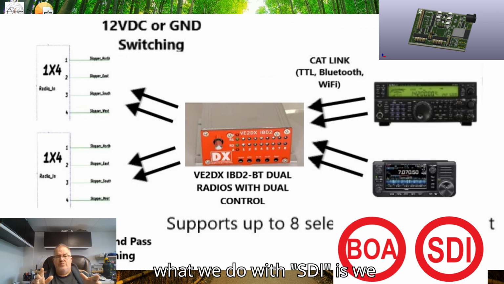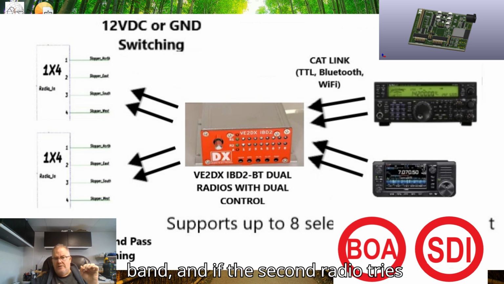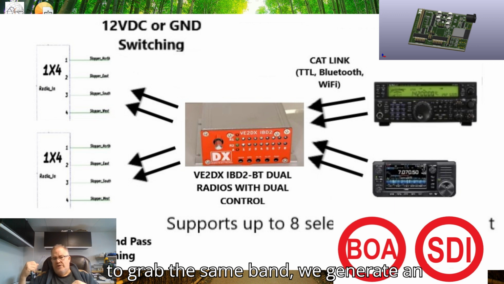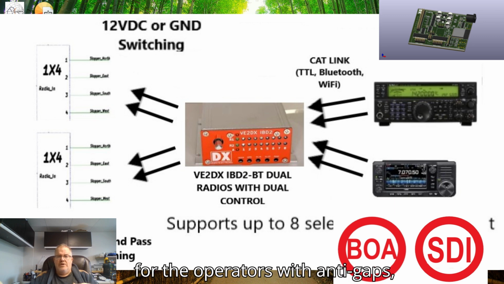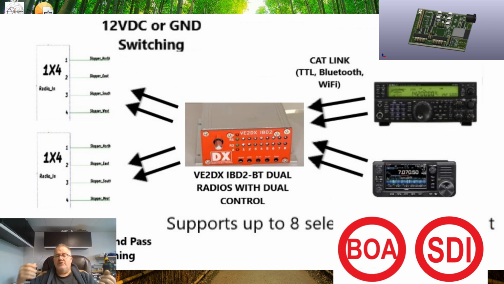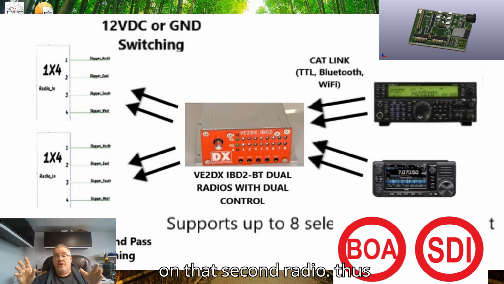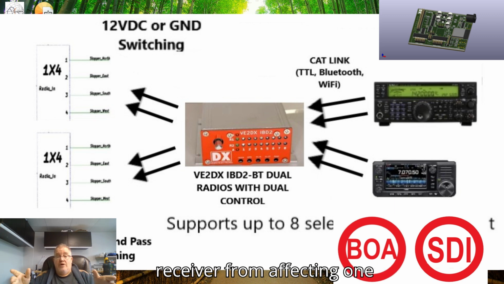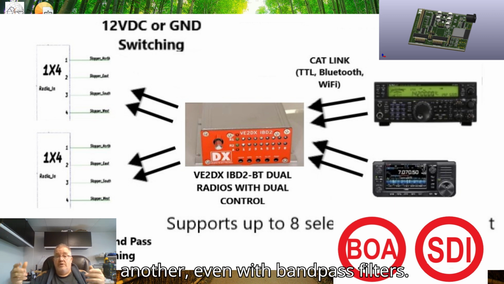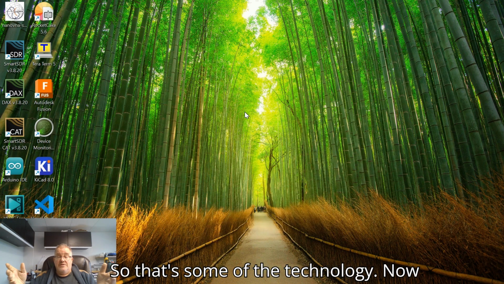So what we do with SDI is we monitor the first radio to grab a band, and if the second radio tries to grab the same band, we generate an error, generate BOA information for the operators with handicaps, and we prevent the output from coming out on that radio, thus protecting the transmitter and the receiver from affecting one another, even with bandpass filters. So that's some of the technology.